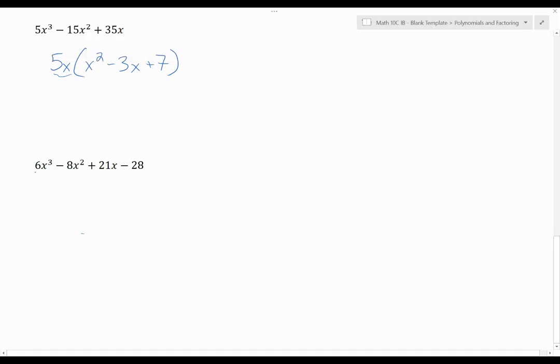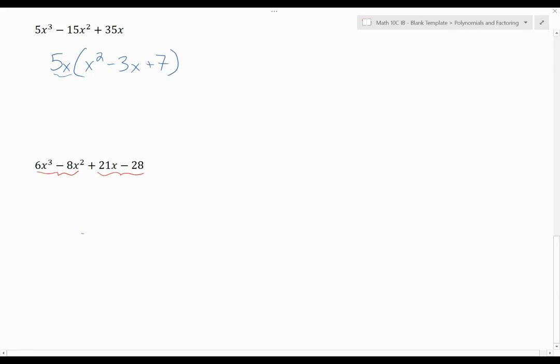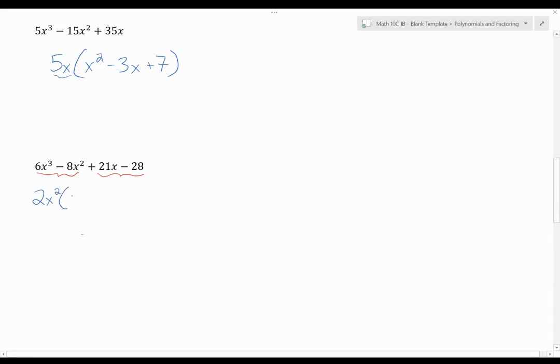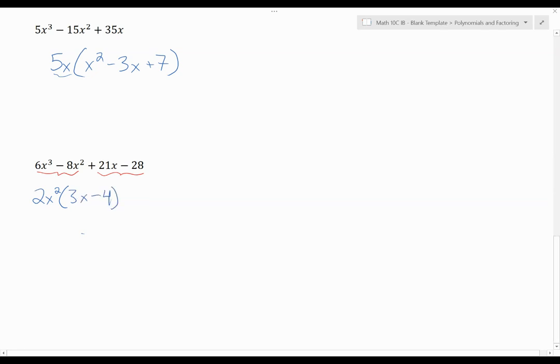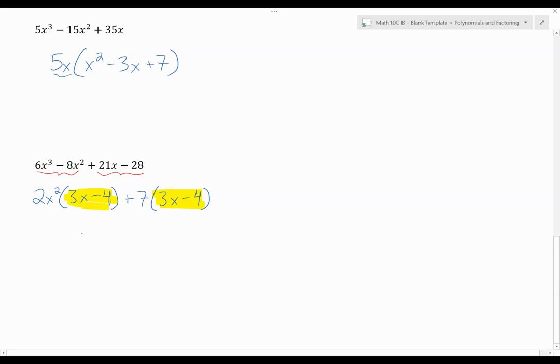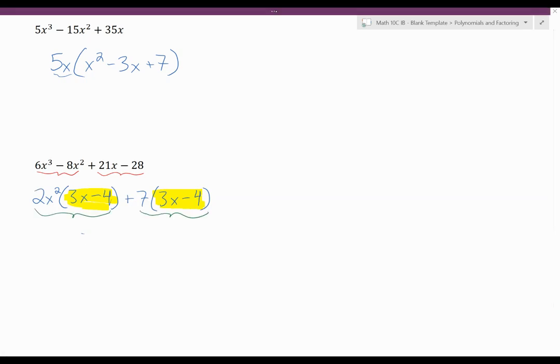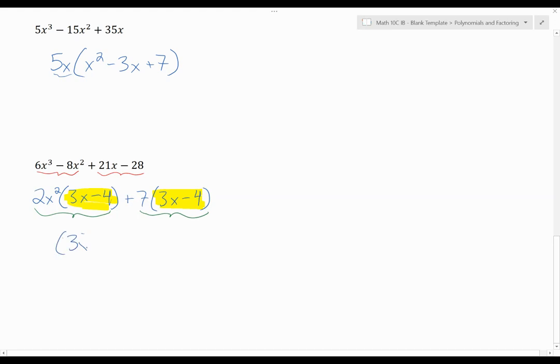But what I do notice sometimes is that if I group this in pairs, I do have common factors for each pair. So the greatest common factor of 6x cubed minus 8x squared is 2x squared. And when I divide that out, I get 3x minus 4. And the greatest common factor of 21x and minus 28 is 7, so plus 7. And when I divide that, I get 3x minus 4. Now the key here is that when I divided out those common factors in the pairs by the grouping, I was left with another common factor. So 3x minus 4 is now the common factor of this whole first term and this whole second term. So I can factor out that common factor of 3x minus 4. And when I divide by 3x minus 4, what is left is 2x squared plus 7. So by doing that technique, I was able to take this 4-term polynomial and express it as the product of 2 binomials.